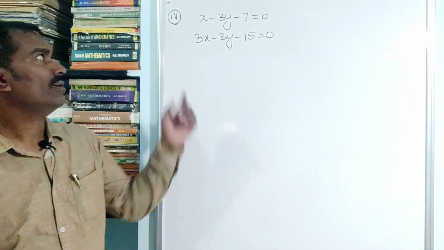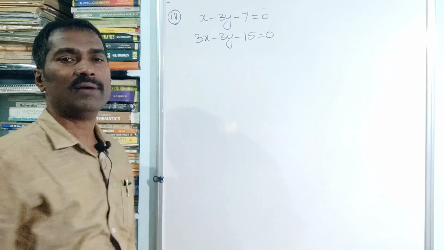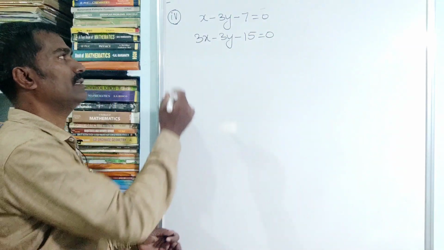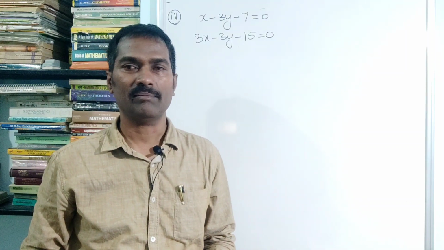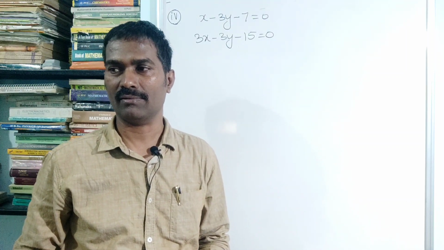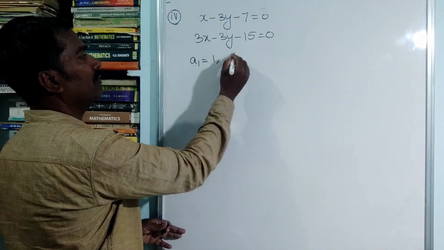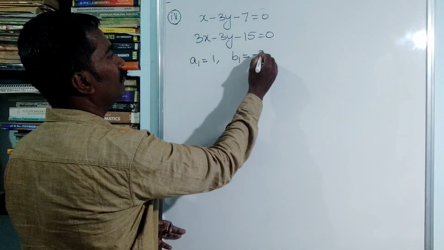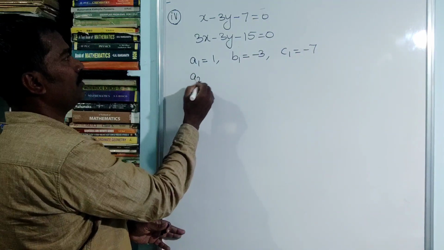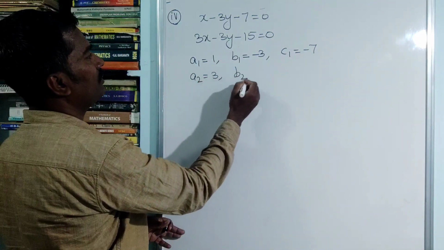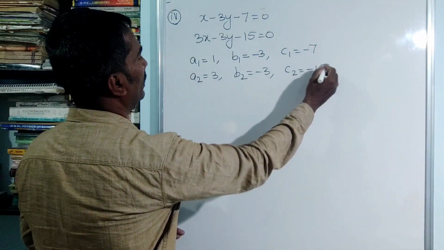Next problem, the fourth one. x minus 3y minus 7 is equal to 0. 3x minus 3y minus 15 is equal to 0. Since the two equations are already in standard form, what is the standard form? ax plus by plus c is equal to 0. So here a1 is equal to 1, b1 is equal to minus 3, c1 is equal to minus 7. a2 is equal to 3, b2 is equal to minus 3, c2 is equal to minus 15.